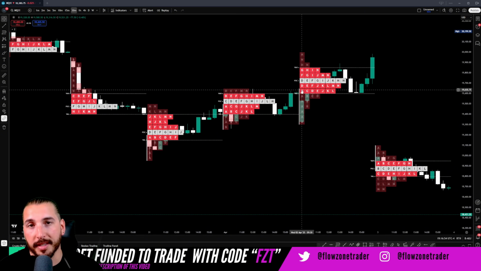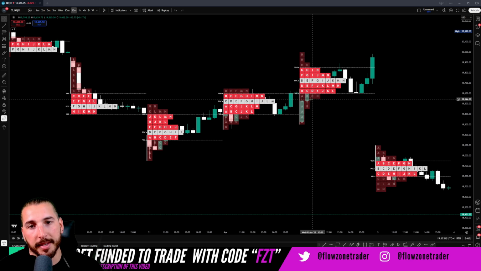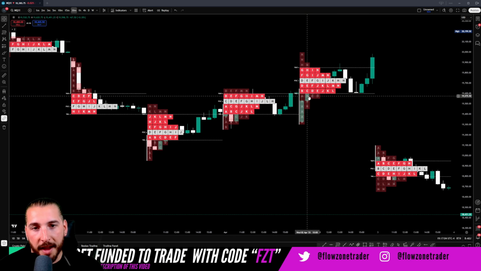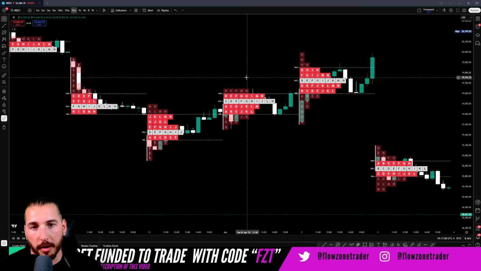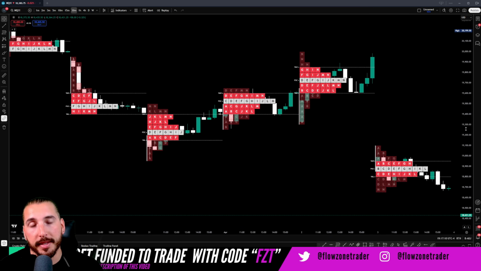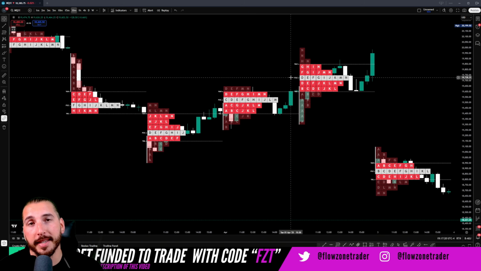Then we would go to C, D, E, F, and so forth, all the way until the end of the chart. Okay, so what it's showing you is where price has spent time. Where price has spent the most time will be this white block. And that is your point of control, not based on volume, although it's very likely that it will match up with a volume profile point of control, but it is not based on volume, it's based on time spent.